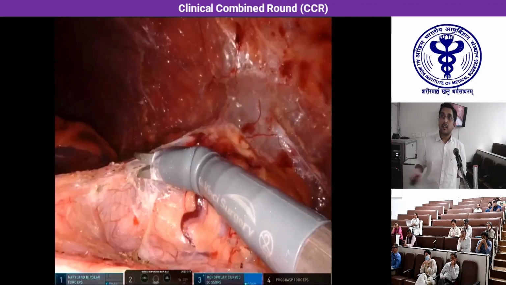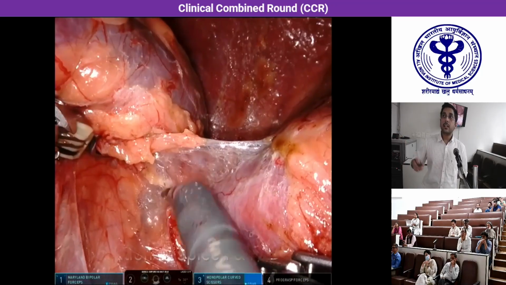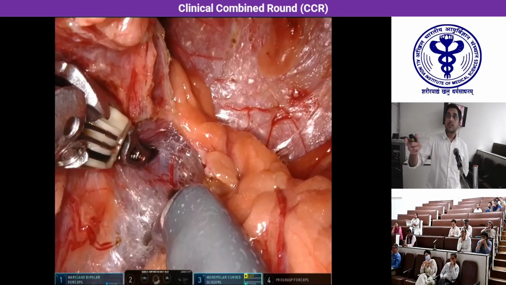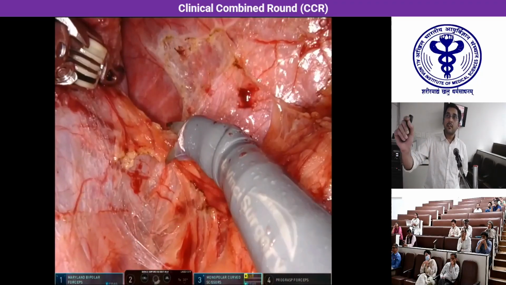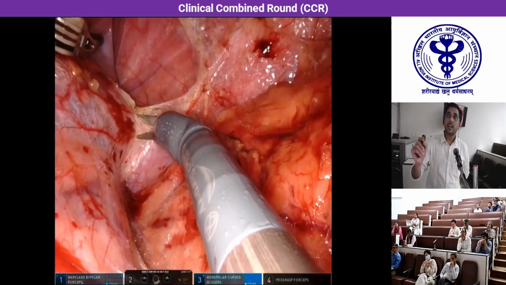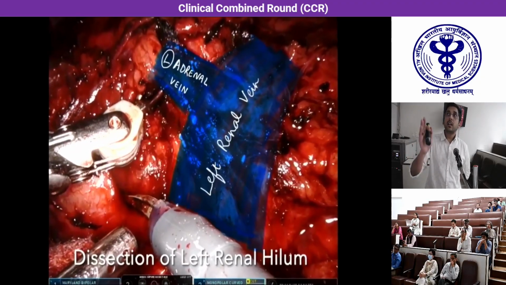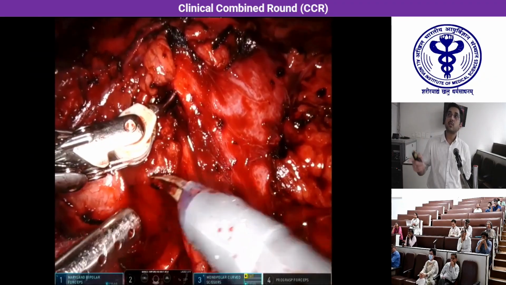We started with mobilizing the colon medially to expose the paraganglioma and mobilization of the spleen. There again, you can see the complete avascular plane that is very nicely visualized on the robot. So on the left side, we come to the hilar structure, the adrenal vein drains into the renal vein.